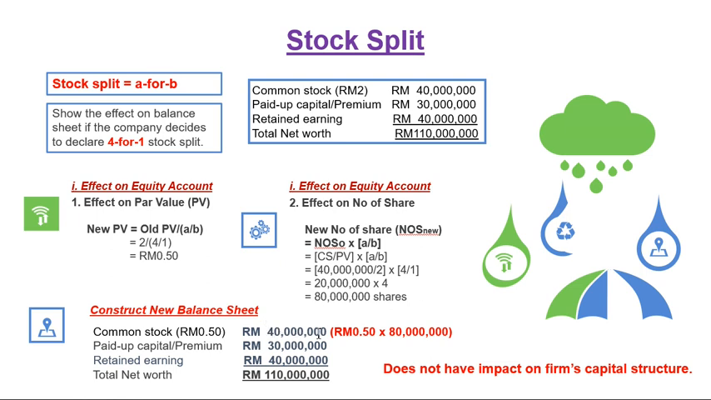When you take 50 cents multiplied by 80 million shares, the new common stock remains the same, which is 40 million. So in constructing a new balance sheet, you will see that the components of the items in the equity account remain the same. The number remains the same. It's only that the par value has reduced and the number of shares increased. Therefore, the conclusion that we can make is stock split does not have impact on the firm's capital structure.